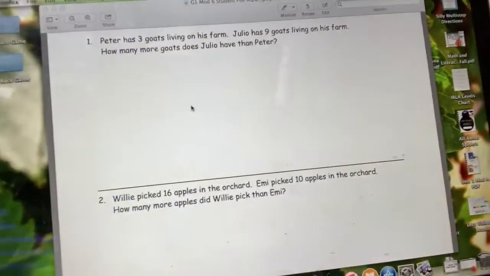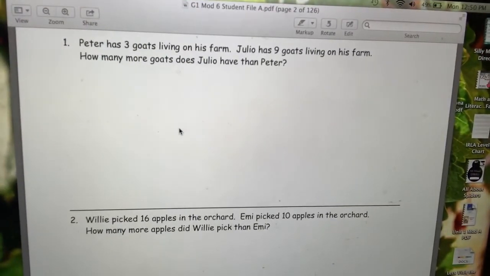So our first problem, here is our word problem. It says, Peter has 3 goats living on his farm. Julio has 9 goats living on his farm. How many more goats does Julio have than Peter? Okay, remember our read, draw, write strategy. We read it 2 times.